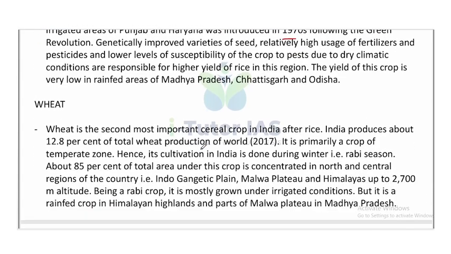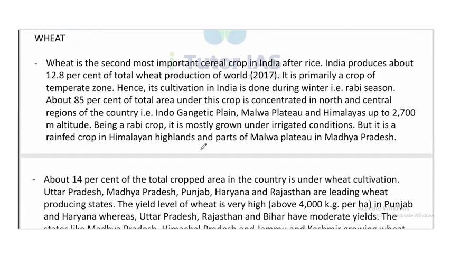Next one is wheat. The second most important cereal crop in India after rice. India produces about 12.8% of the world's wheat, as in 2017. It's primarily a crop of temperate zone. Here, its cultivation in India is done during winter, that is Rabi season.